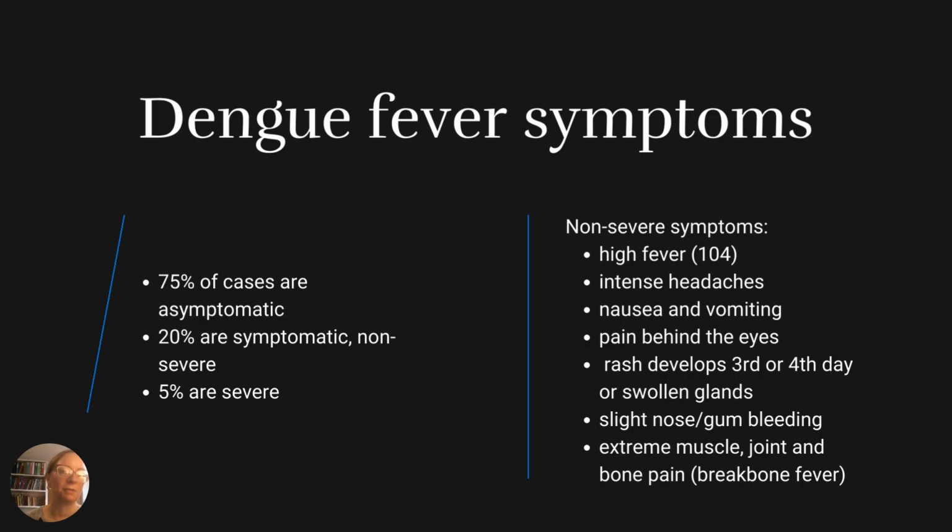Dengue fever symptoms: 75% of cases are asymptomatic. 20% are symptomatic and non-severe, and only 5% are severe. So if you have non-severe dengue, the patient's going to present with a high fever, intense headaches, nausea and vomiting, pain behind the eyes. A rash develops the third or fourth day, or swollen glands, slight nose and gum bleeding, extreme muscle, joint, and bone pain. And it's also known as breakbone fever.